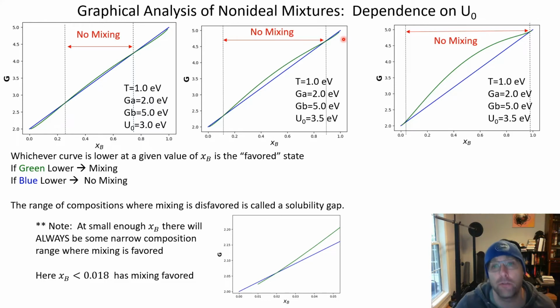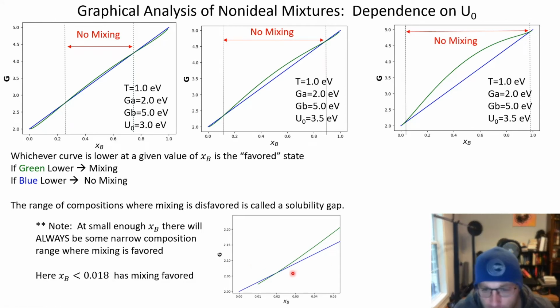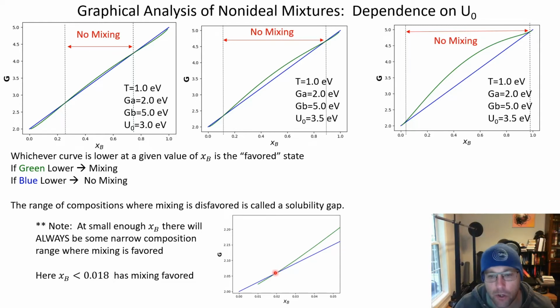This whole free energy is perfectly symmetric about x_B equals 1/2. And so this is not 3.5. This is a typo. This should be 5. So when we increase U_0 to 5, this goes farther out to almost 0. And what I did here was to zoom in real close on these ends to find out, is there any composition where mixing is favored for this strong U_0 equals 5 interaction strength? And the answer is yes.